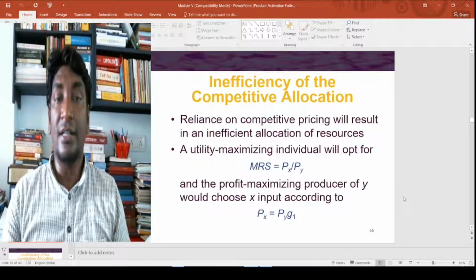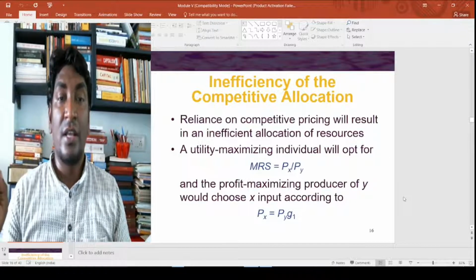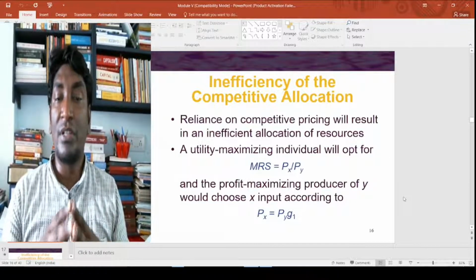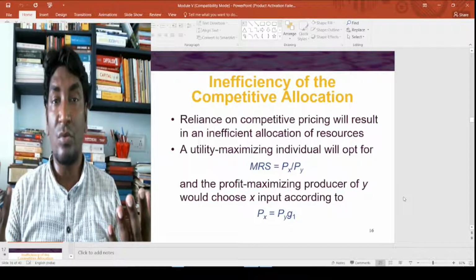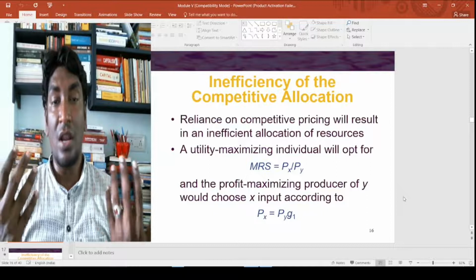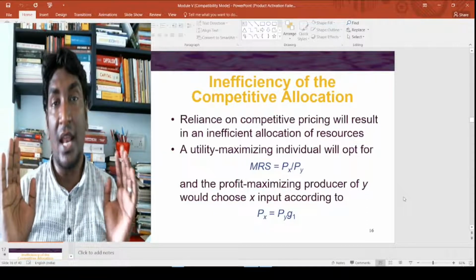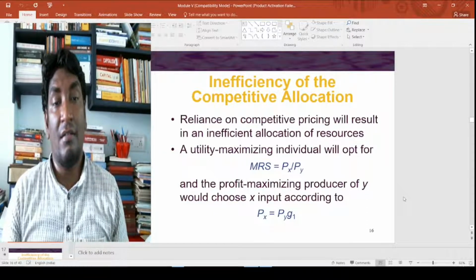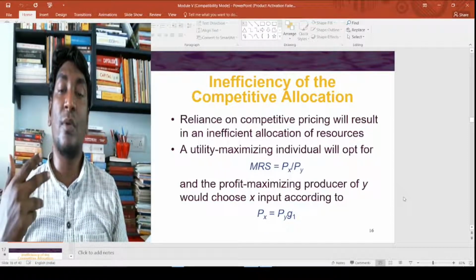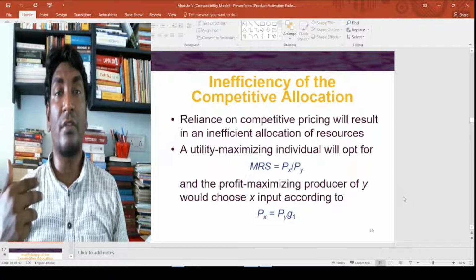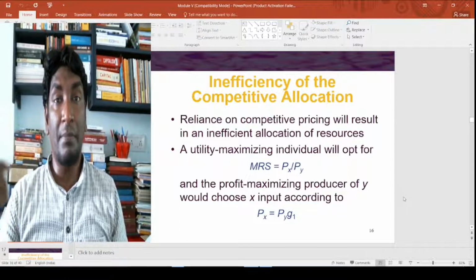So let us look into the inefficiency of the competitive allocation. Reliance on competitive pricing will result in an inefficient allocation of resources. This is, in a nutshell, what happens when an externality exists, and it has to be kept in mind. A utility maximizing individual will opt for a marginal rate of substitution equal to px by py. But we have already said that px by py is not the case.